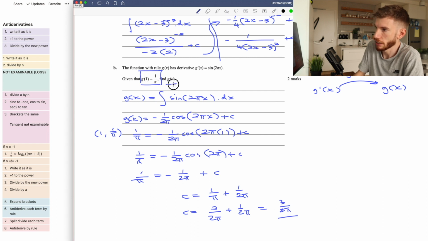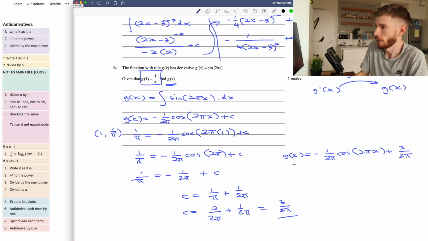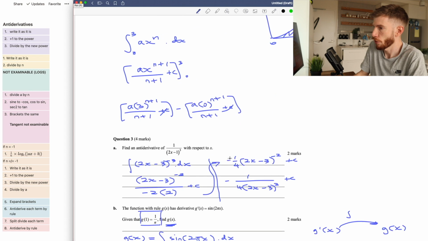And so always check, it is asking us for g of x, so then we'd have to state that. So g of x equals, now that we've got c, negative 1 on 2 pi cosine 2 pi x plus 3 on 2 pi. And there's our g of x. And there we go, so that's everything through it.